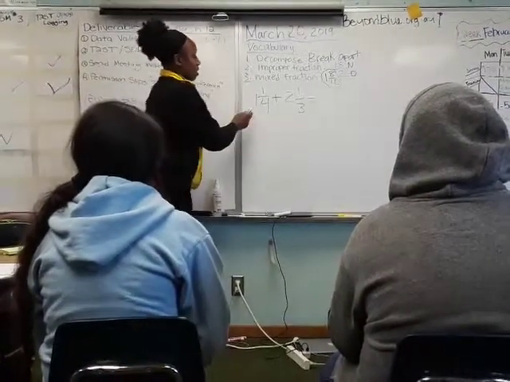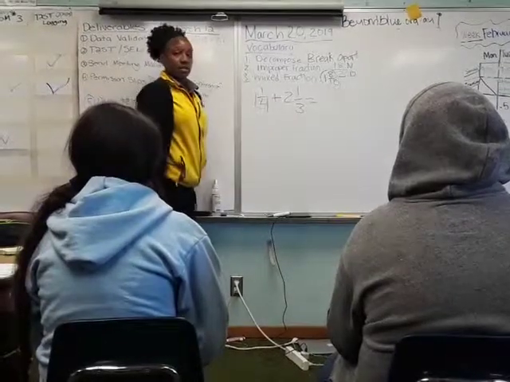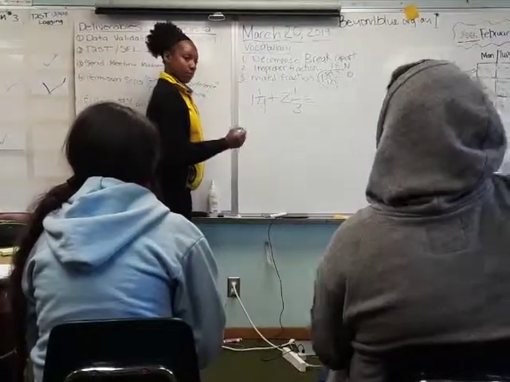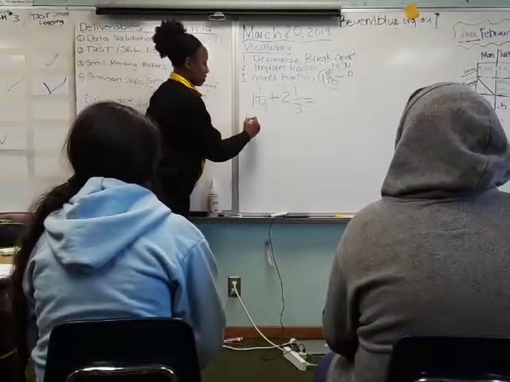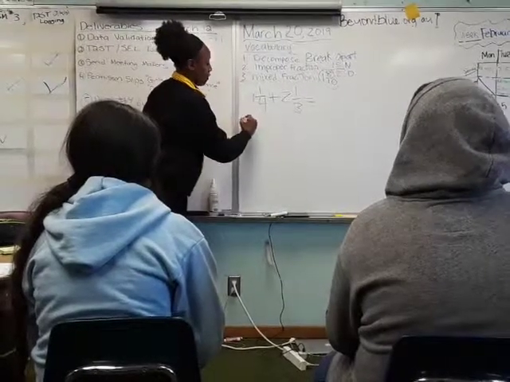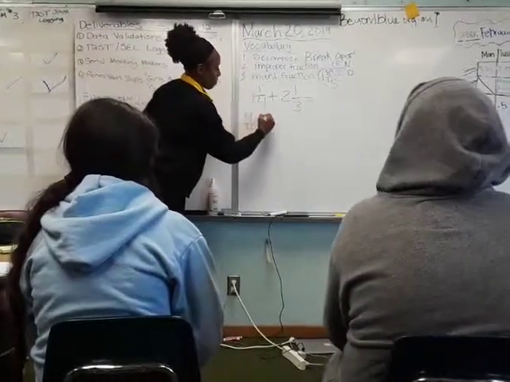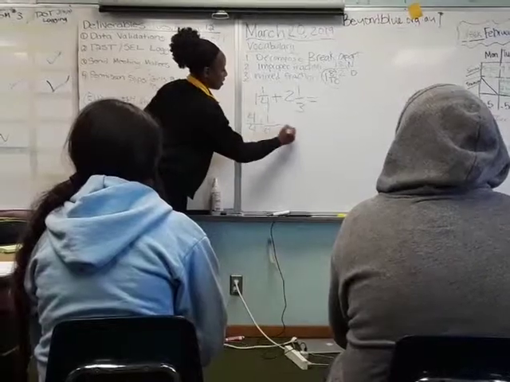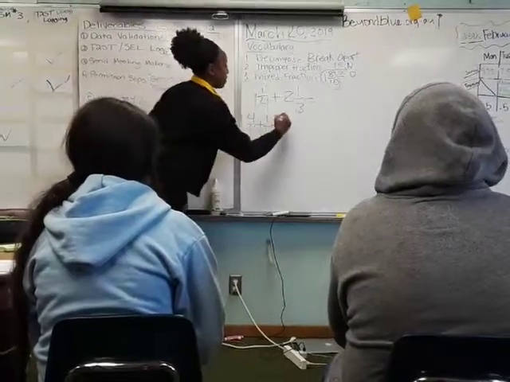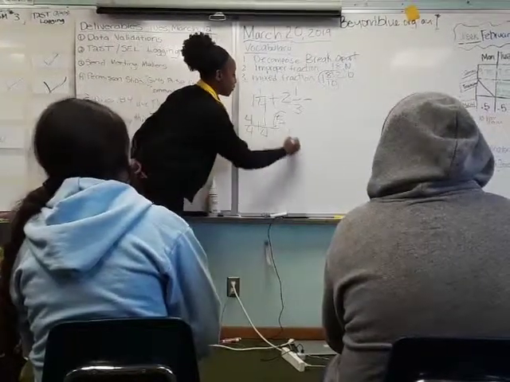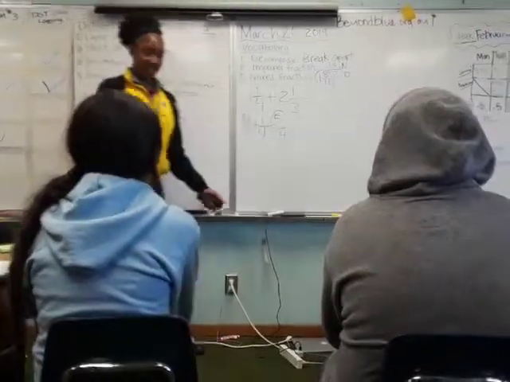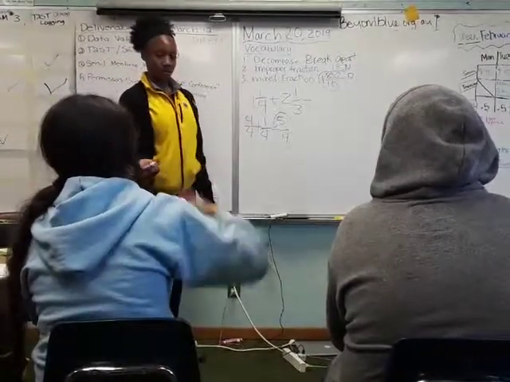Okay. How are we going to decompose this? Gia? 4/4 plus 1/4. What does that equal? 5/4. Right? So that's our new fraction. Now what do we got to do next? We decompose the other one.